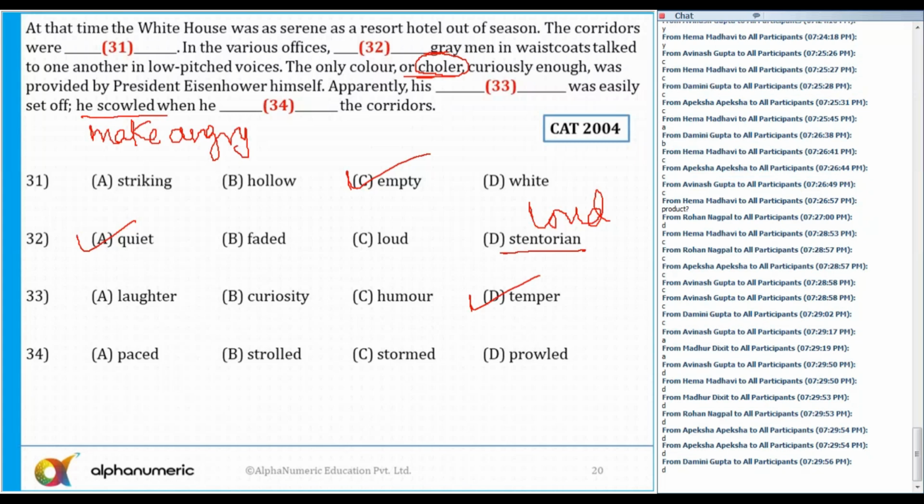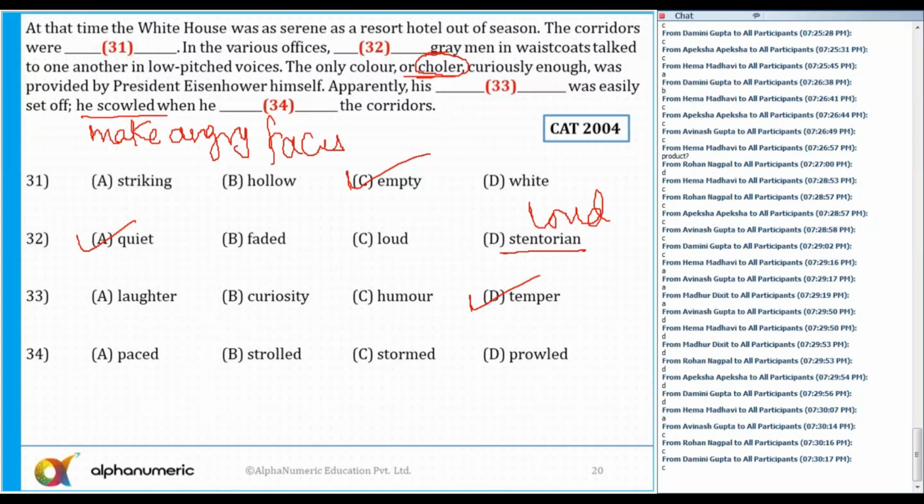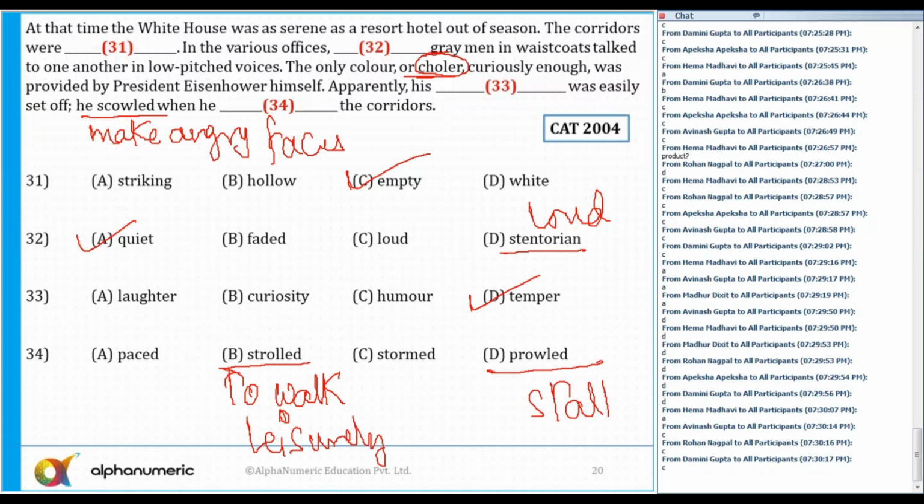Now, he is walking in the corridor. Please understand. Will he be strolling? Stroll means to walk leisurely. Will he be prowling? Prowling means to stalk someone. No, he will not be prowling. He will not be walking leisurely. If he is angry, then he will storm. He will storm the corridors. He's walking angrily. That means storm.